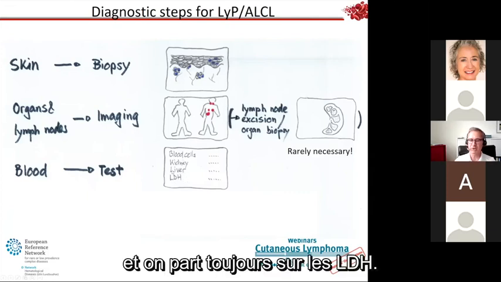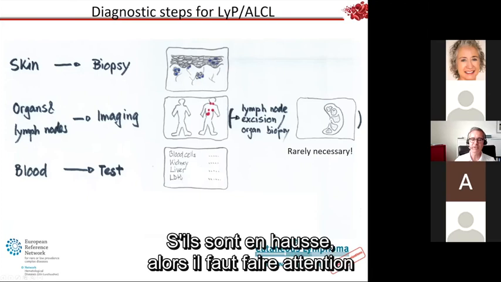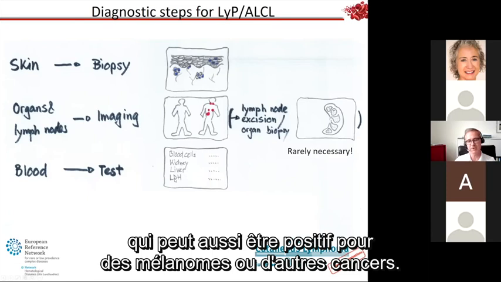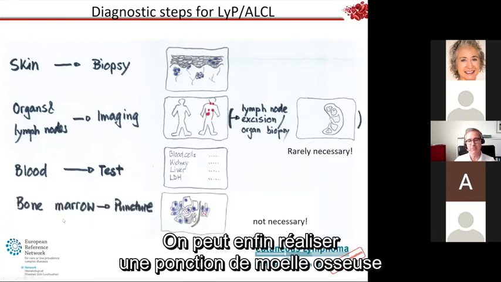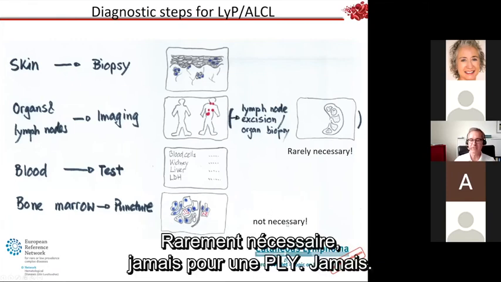And LDH, a measurement of lactate dehydrogenase, is always performed. This is a helpful tool. If it is increased, that tells us we have to be careful about some neoplastic disorders. But that's a very unspecific test. It also may be positive in melanoma and many other cancers. And finally, bone marrow puncture is a possibility if we look for cutaneous lymphoma in the bone marrow, very rarely necessary and never necessary in LyP.